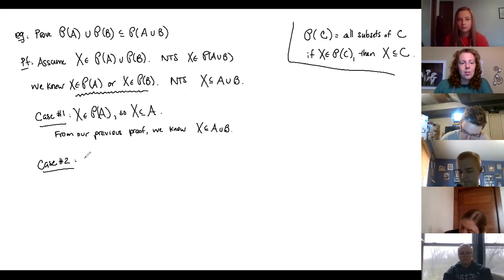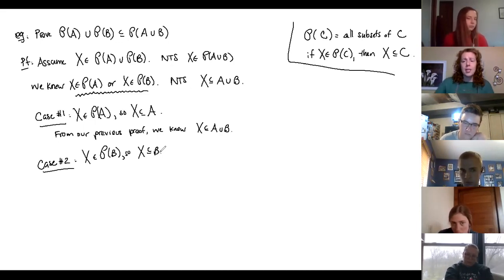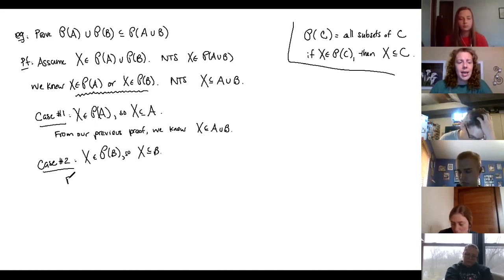And then I need case number 2. So case number 2 is that X lives in the power set of B. So X is a subset of B. And I can say from the previous proof again, we didn't do it using B, but here's what I can say from our previous proof.